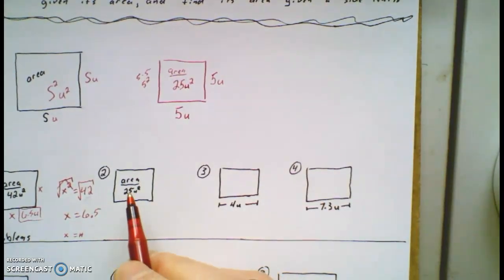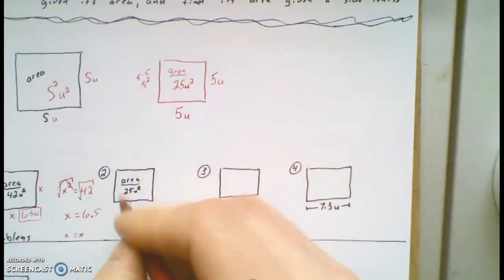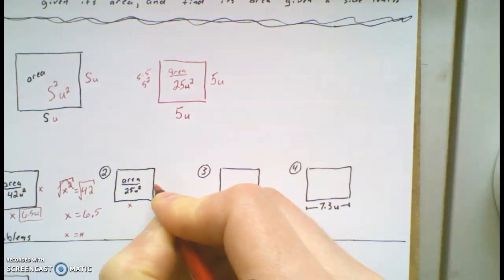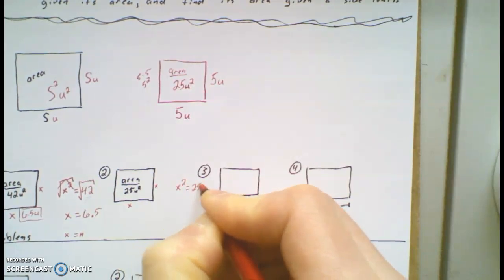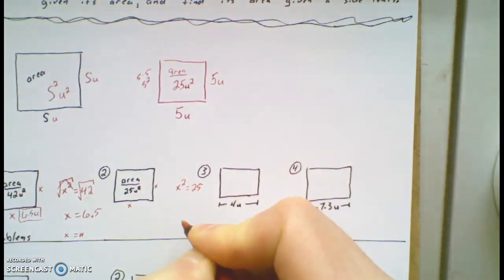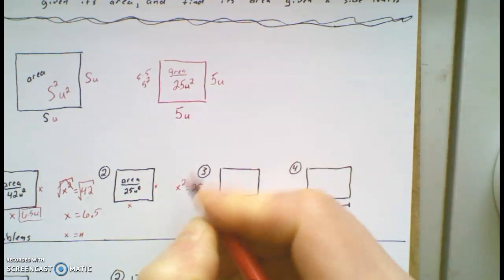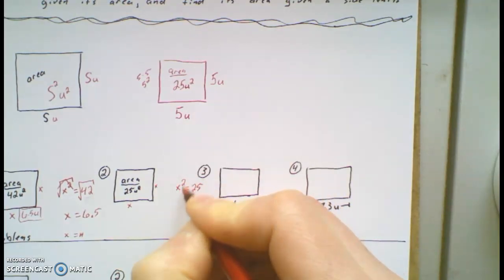Okay, so the area is given to me as 25 units squared. So I'm just going to use x again, so that's going to be x times x, or x squared. It's going to equal 25. And then to solve this, we've got to get that x all by itself.